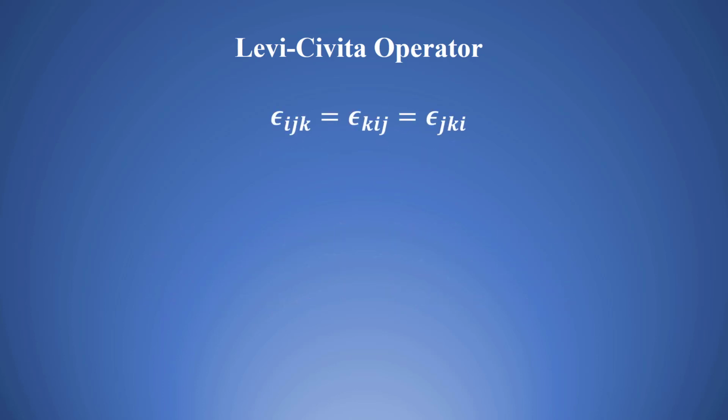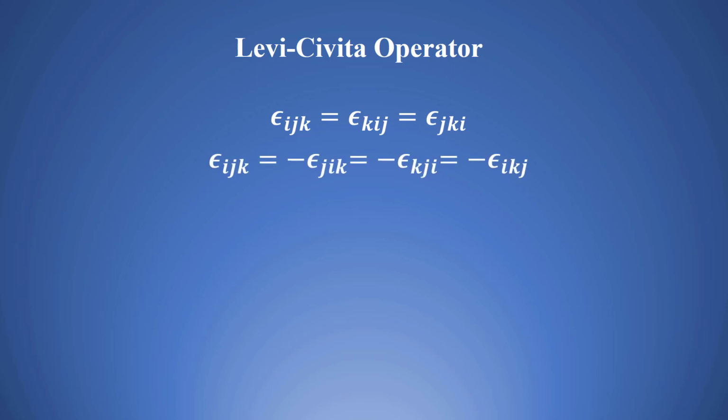From the definition of the Levi-Civita, we can see that epsilon ijk is equal to epsilon kij, which is equal to epsilon jki. And the same thing for the odd permutation, but we will get there the minus sign.